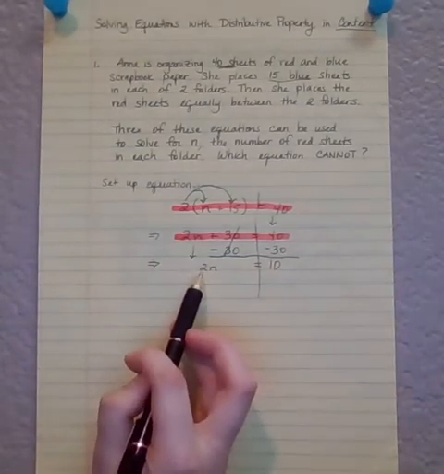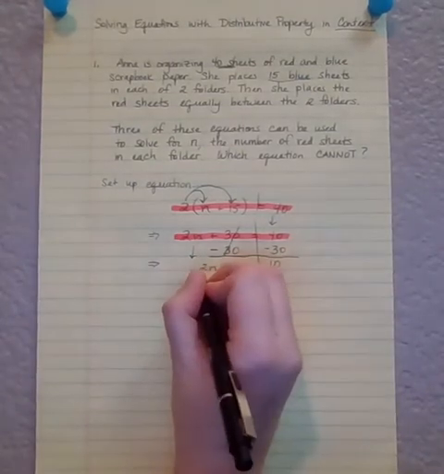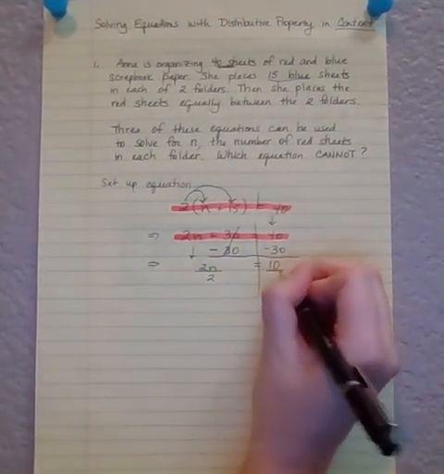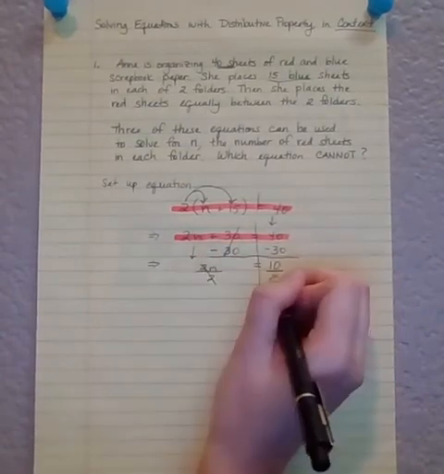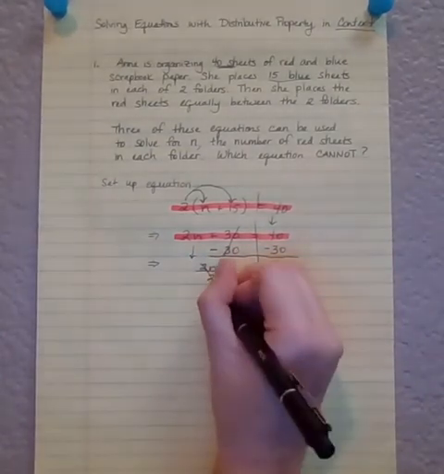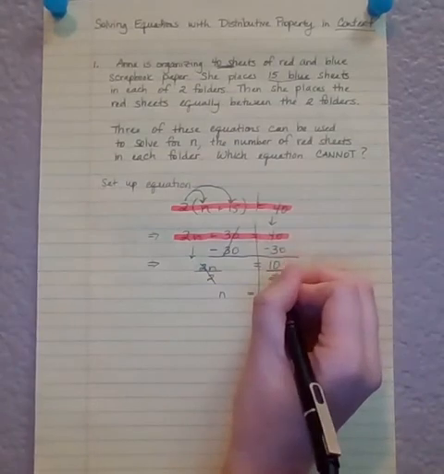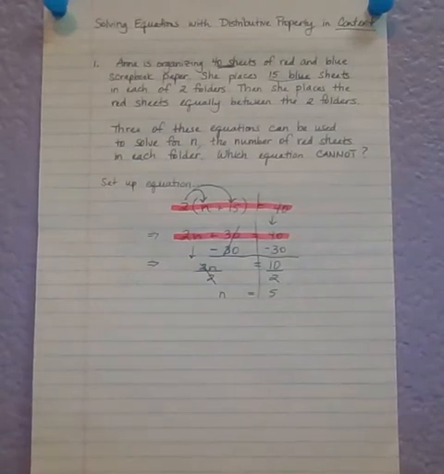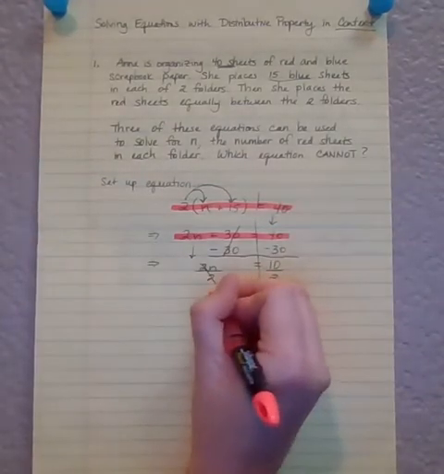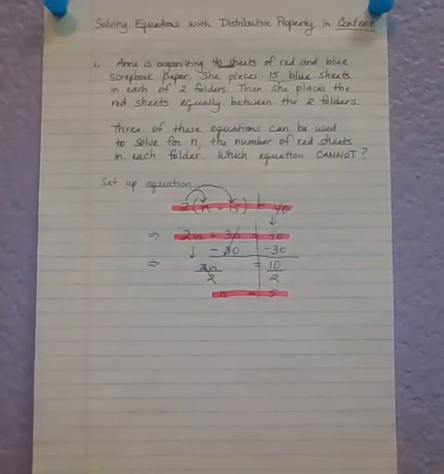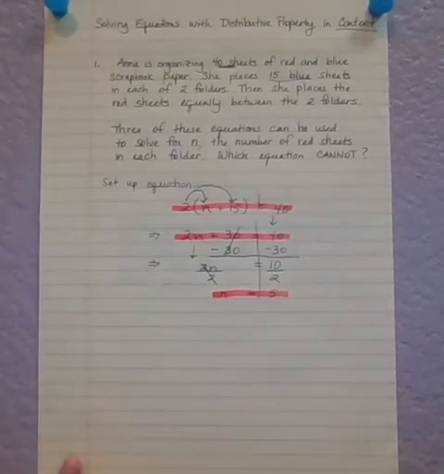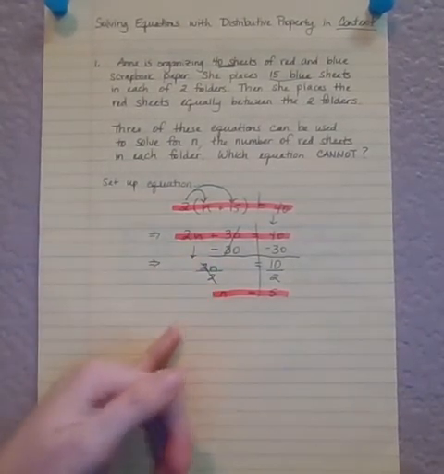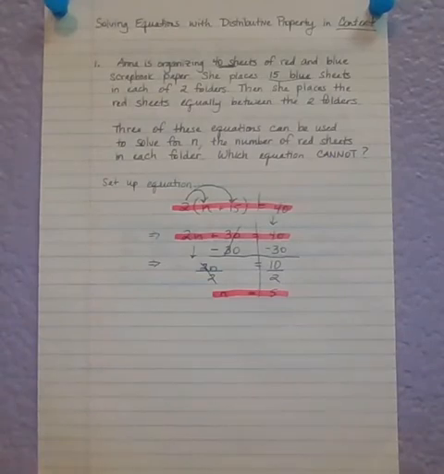How do I get rid of this 2? It's 2 times n, the opposite of multiply is divide. What I do to one side, I do to the other side. I'm left with n equals, what's half of 10? 5. So these are the 3 correct ways she can use. Whichever answer choice is not one of these three, that's the answer you're going to choose.